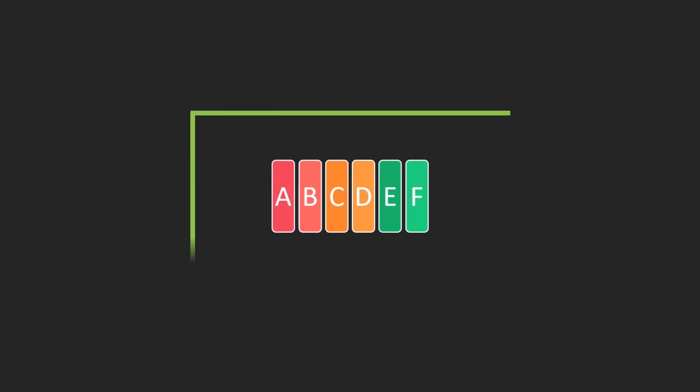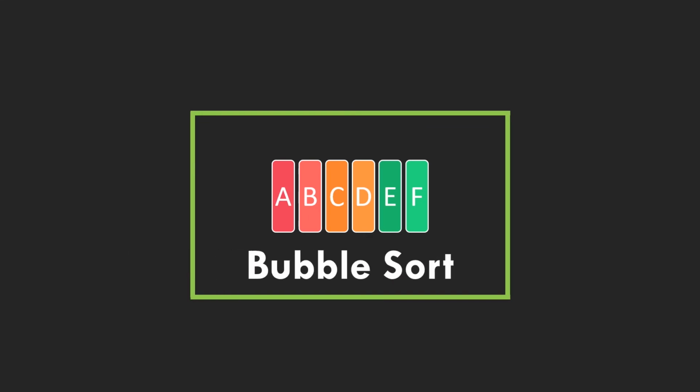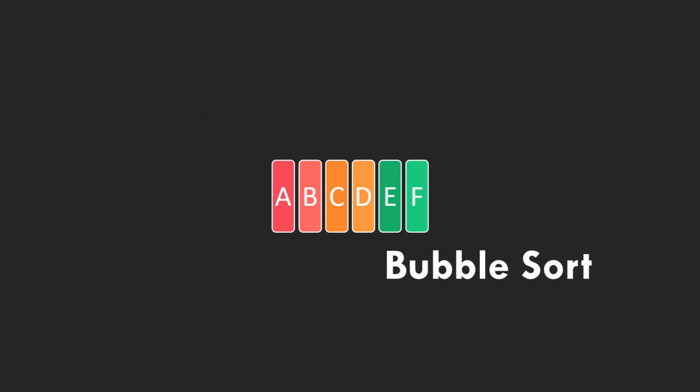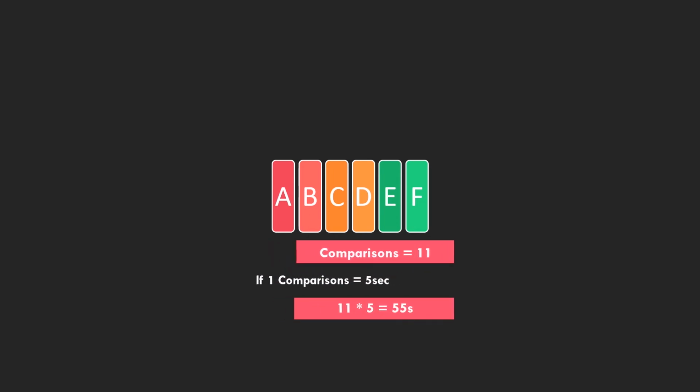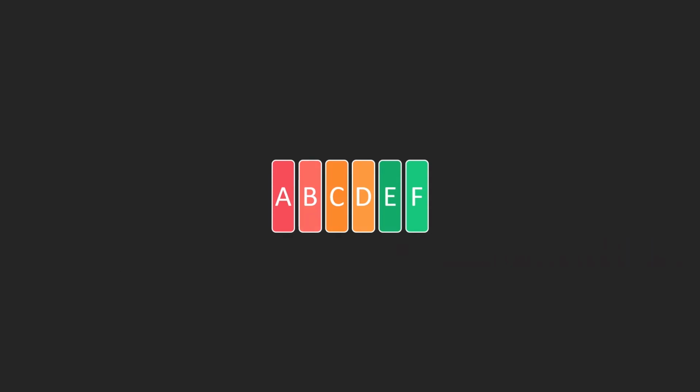What we did is known as bubble sort. We just made 11 comparisons. If one comparison takes 5 seconds, then it will take 55 seconds to get our game collection sorted. Now let's check out my second ninja technique.